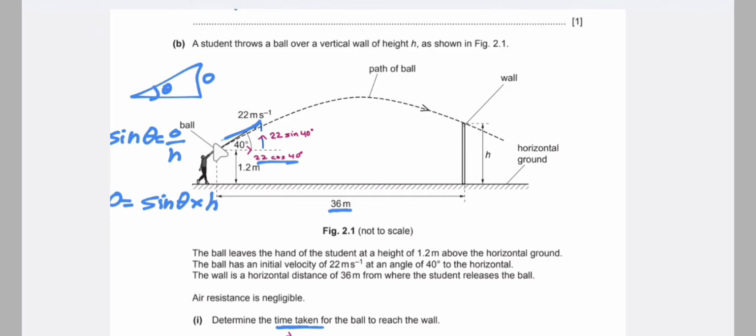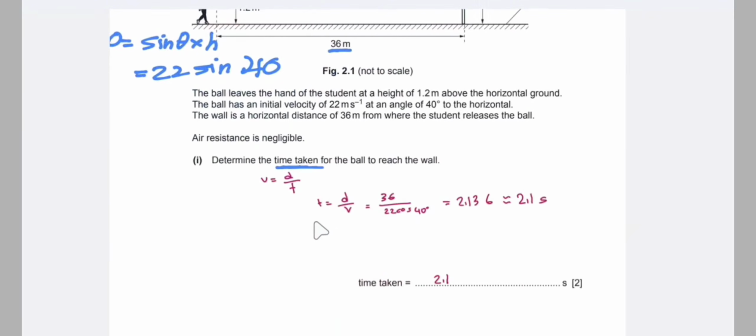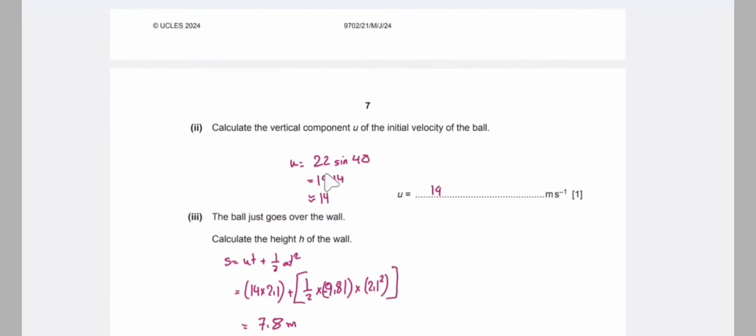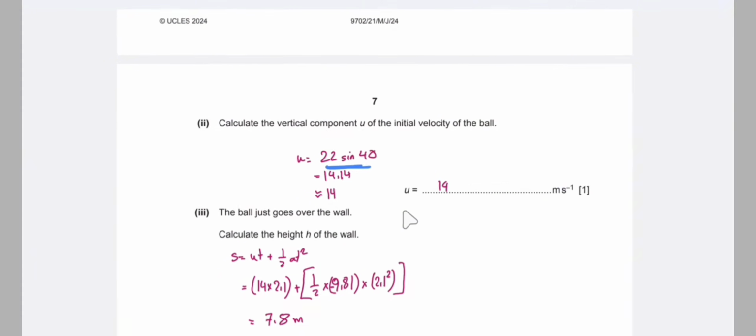The hypotenuse is 22, and the value of theta is given as 40. So our opposite side, that is the vertical component of the velocity, is 22 sine 40. If we calculate, it will be 14.14, that is approximately 14 meter per second.